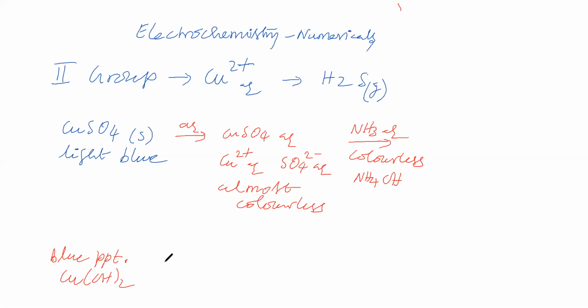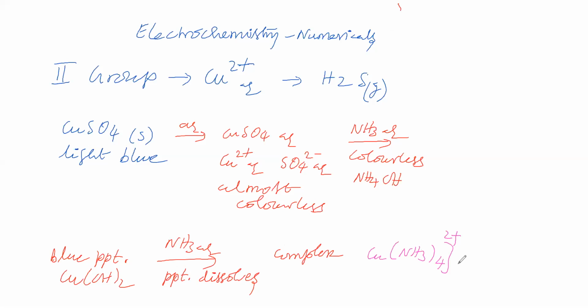Then we are adding still more ammonia. What happens? The precipitate dissolves. Why does the precipitate dissolve? Due to formation of a complex. The complex formed here is Cu(NH3)4 2+. The color of this complex is deep blue. Now the intensity of the blue color can be higher or lower.